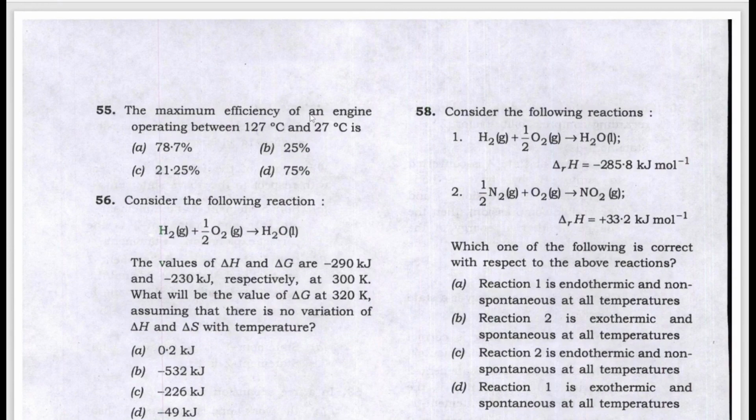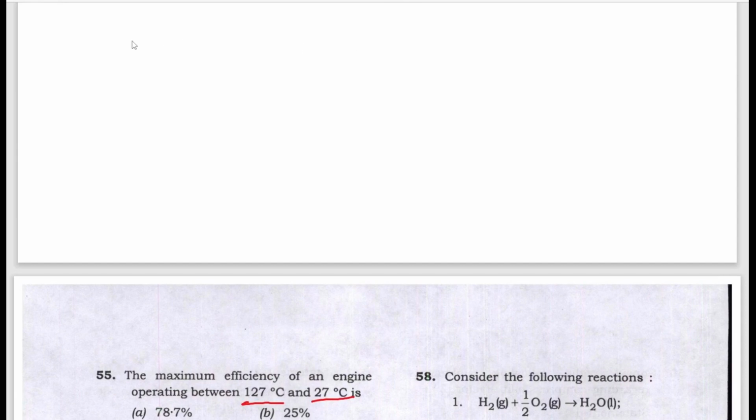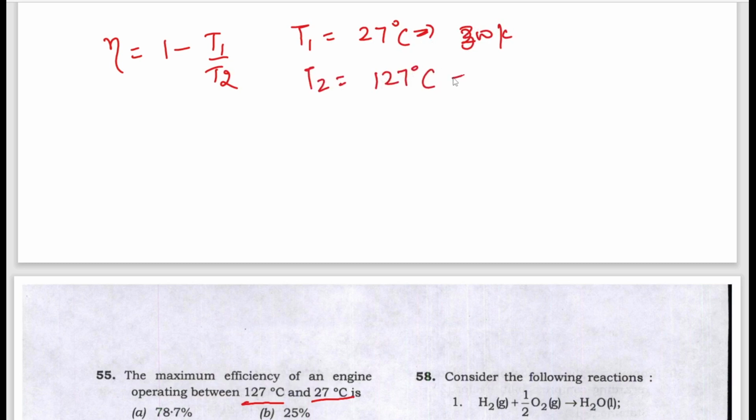Now, in the next question, the maximum efficiency of an engine operating between two temperatures, one is 127 degrees Celsius and the other is 27 degrees Celsius. In this case, we have to find the efficiency. The efficiency of the heat engine, denoted by eta, is equal to 1 minus T1 over T2, and our T1 temperature is 27 degrees. Convert it into Kelvin, that will be 300 Kelvin, and T2 is 127 degrees Celsius, that will be 400 Kelvin.